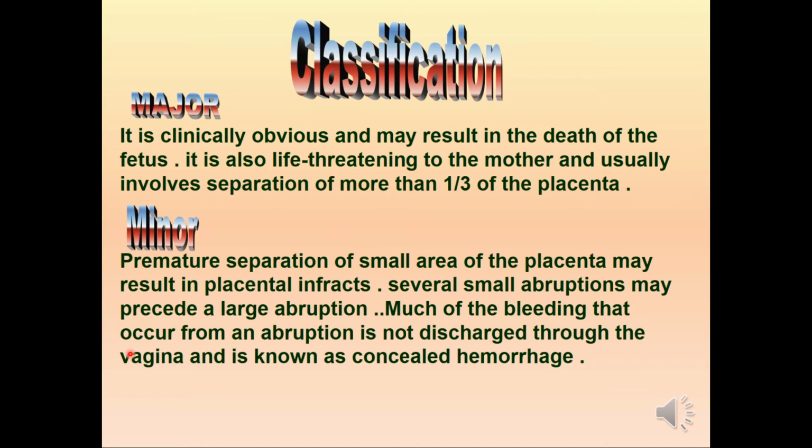Several small abruptions may precede a large abruption. Much of the bleeding that occurs from the abruption is not discharged through the vagina, and it is known as concealed hemorrhage.